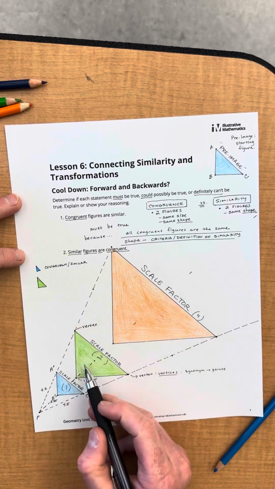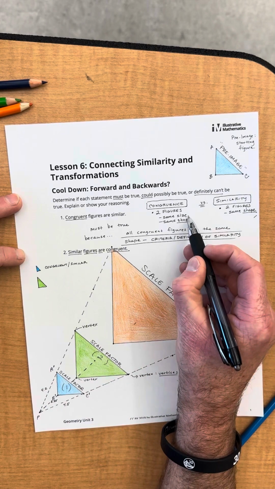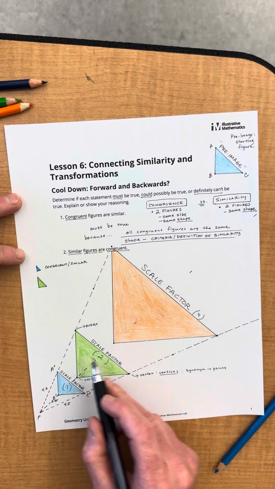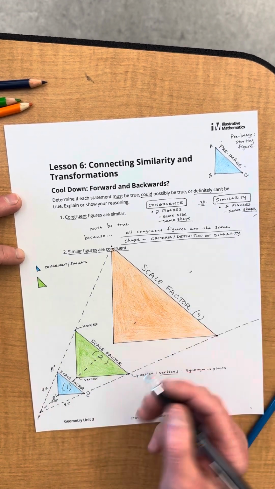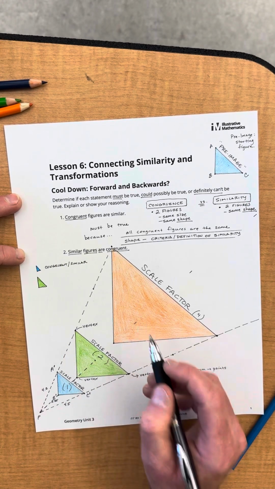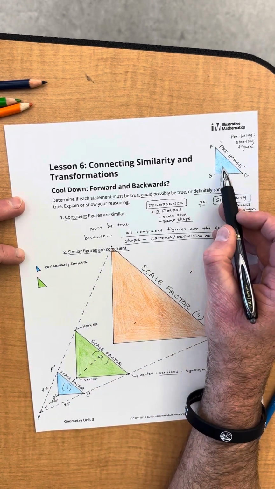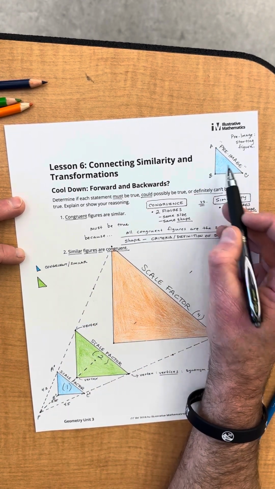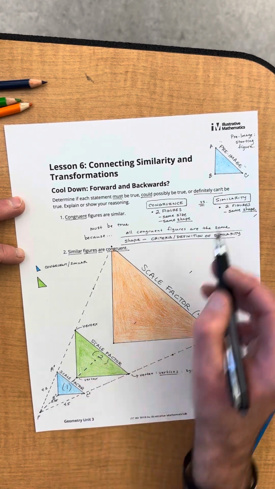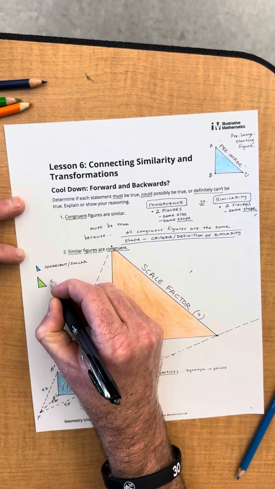The green is not congruent to the blue because it's not the same size. However, as you can see, I did a dilation, and in dilations, the angle measures don't change. So the green, in comparison to this one, the pre-image, is the same shape, but not the same size. So the green is just similar.